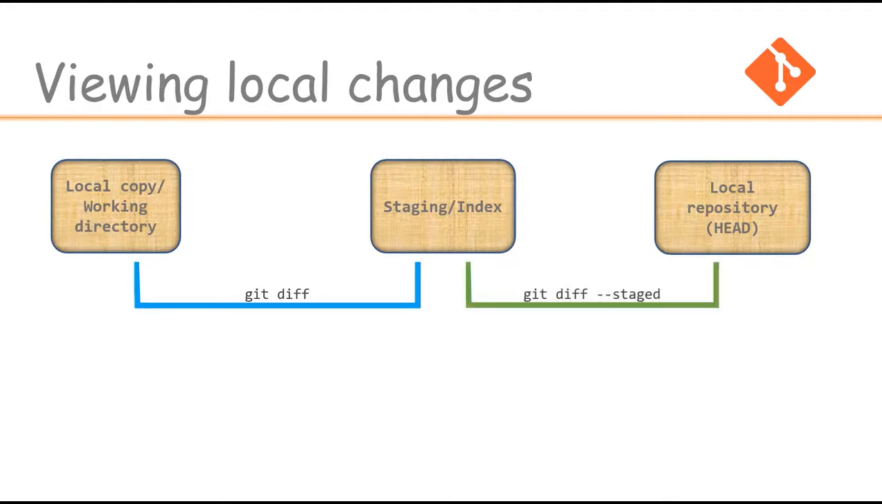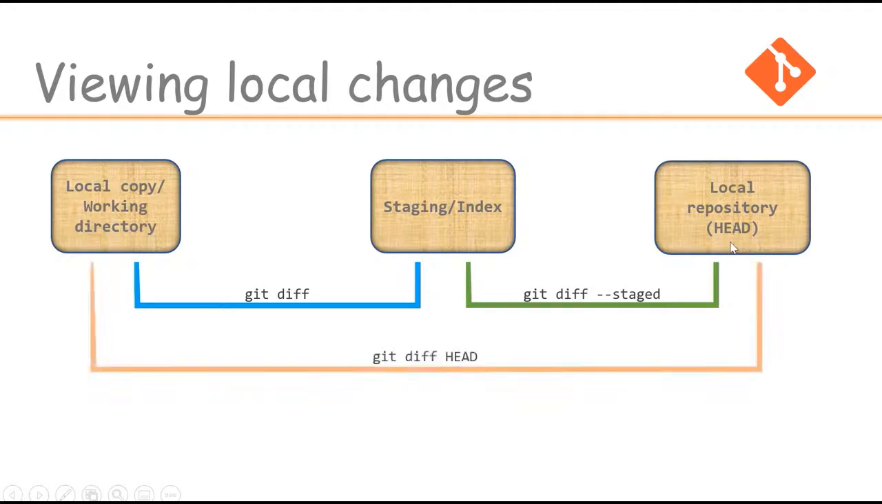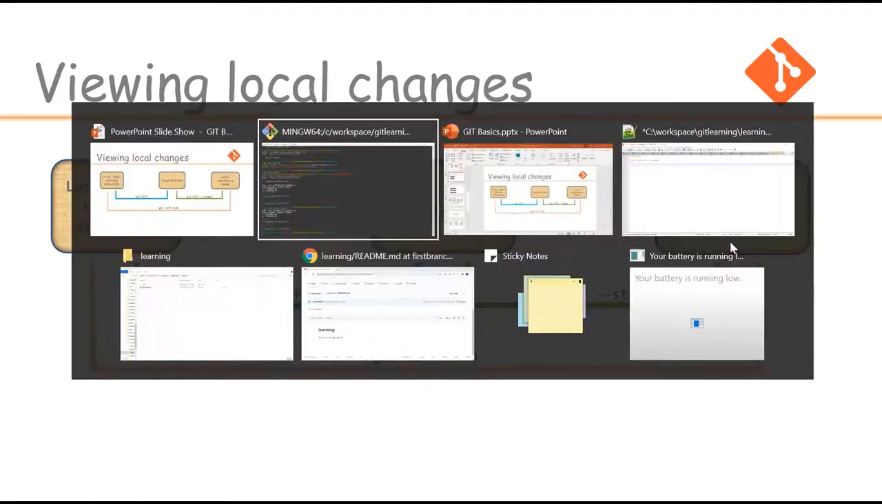Now if you want to see the difference between your staging index area and local repository, then you can use the git diff --staged command. And if you want to see the difference between the working directory and the local repository, then you can use the git diff HEAD command. So now let's try to do that.